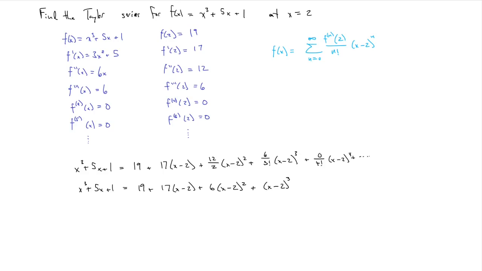I mean, you could distribute the 17 times the x minus 2, you could cube the x minus 2 in the x minus 2 cubed term, etc. And you can simplify all this out, and when you're done, you'll get x cubed plus 5x plus 1, which might be a nice way to check your work, but this is what you want to leave to show that you know and understand how to compute a Taylor series.